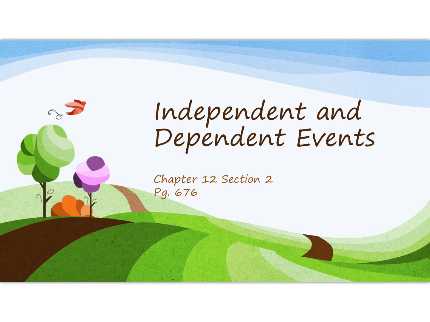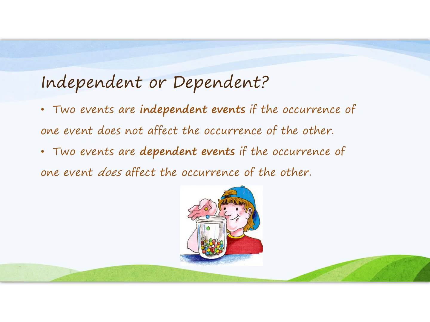So we're going to go over now independent and dependent events. First thing we want to make sure is we know the differences between an independent event and a dependent event. If you have two events, they're considered independent events if the occurrence of one does not affect the occurrence of the other. So whatever happens in the one event has absolutely no effect whatsoever on what happens in the second event. If whatever happens in one does affect the occurrence of the other, then it's considered a dependent event.